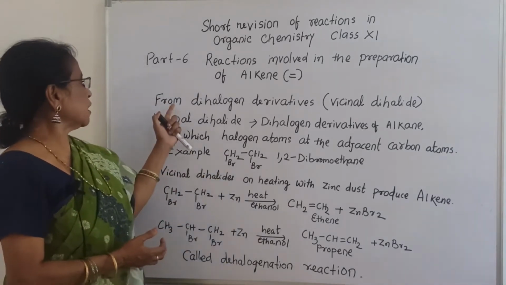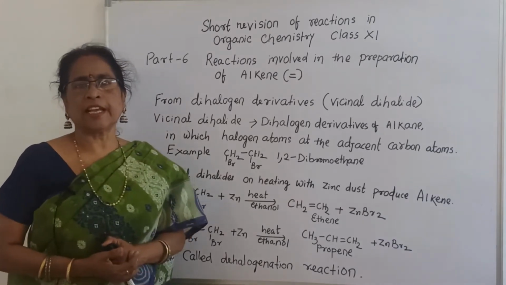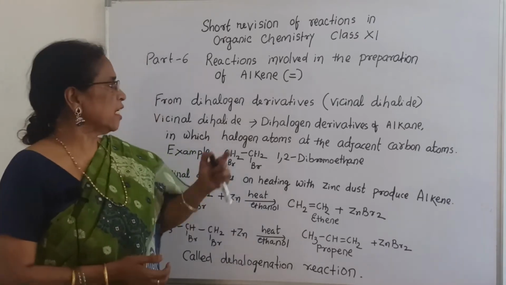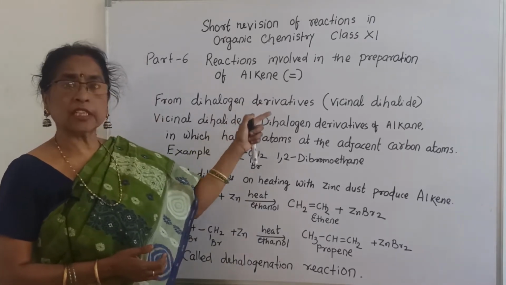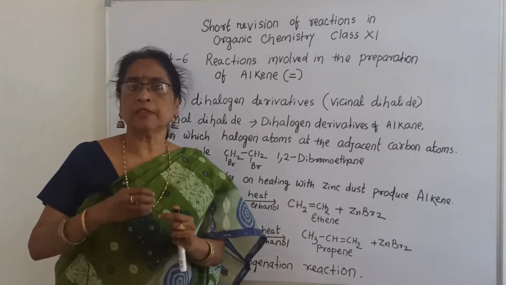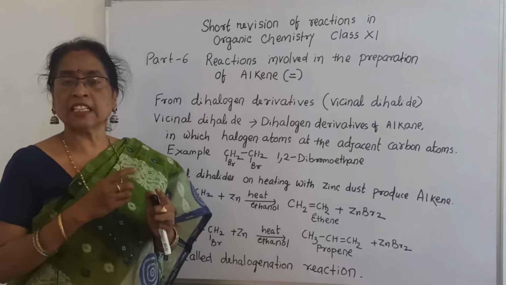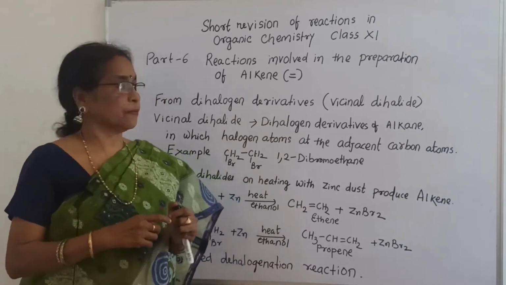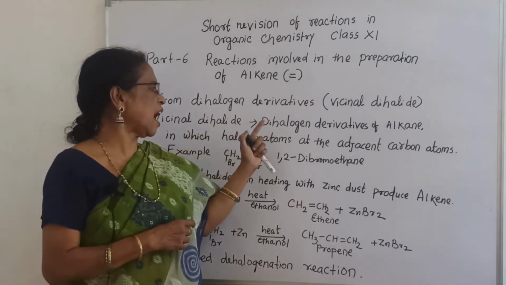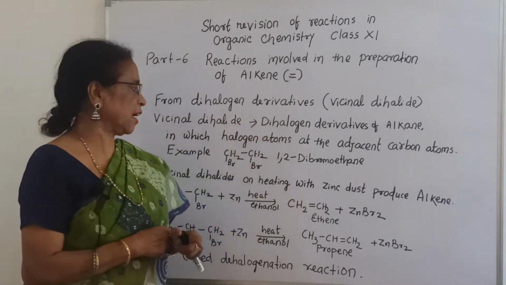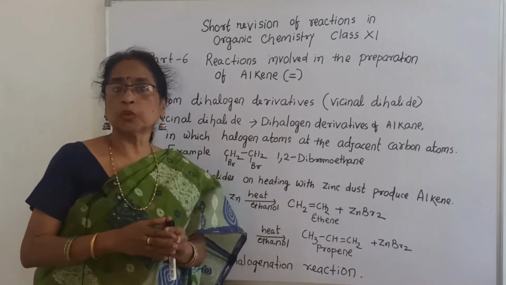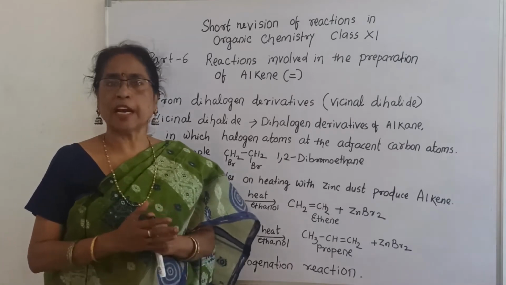Now see, this is from dihalogen derivative. What is meant by dihalogen derivative? Generally, the word derivative here is for alkane. Dihalogen means two halogens are present in the alkane instead of two hydrogens. Now what is the condition? Vicinal dihalide is the dihalogen derivative of alkane where the halogen atoms are attached to adjacent carbon atoms.